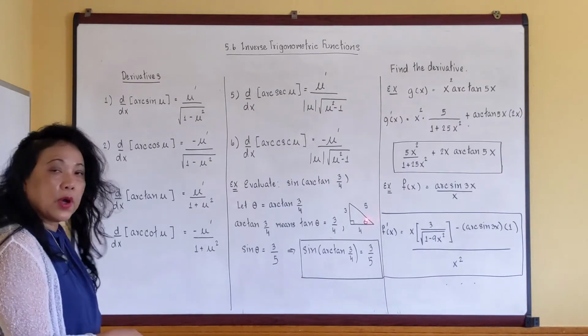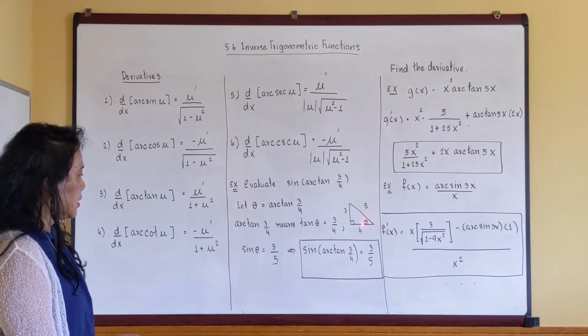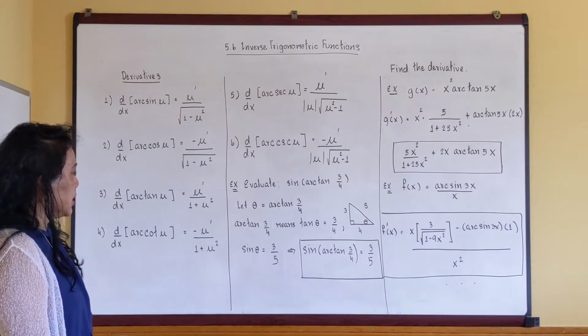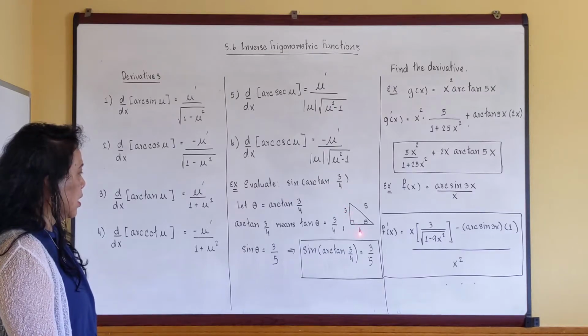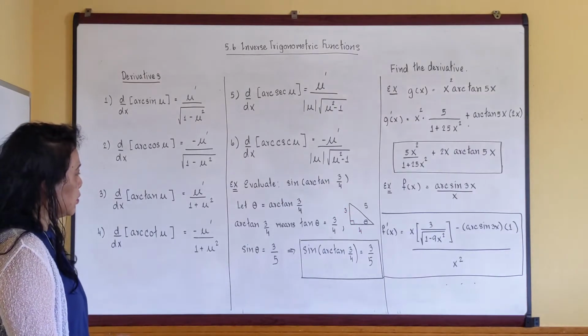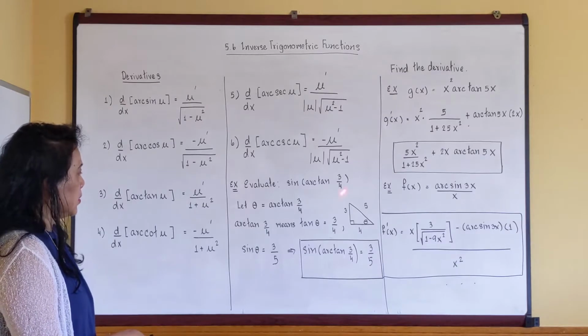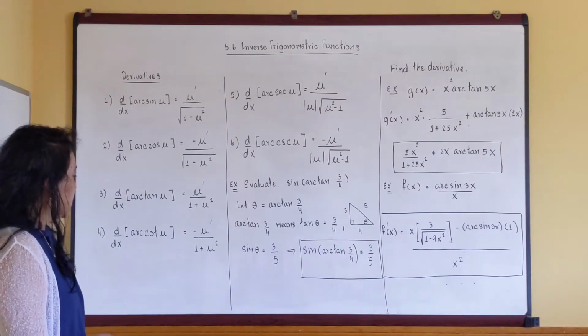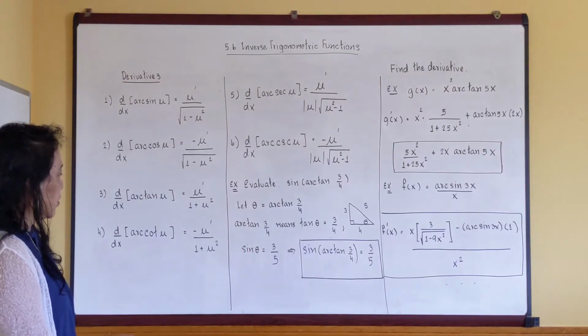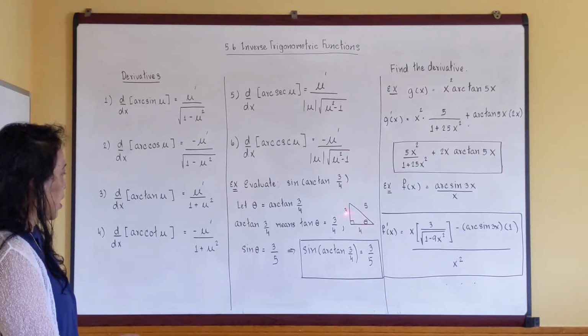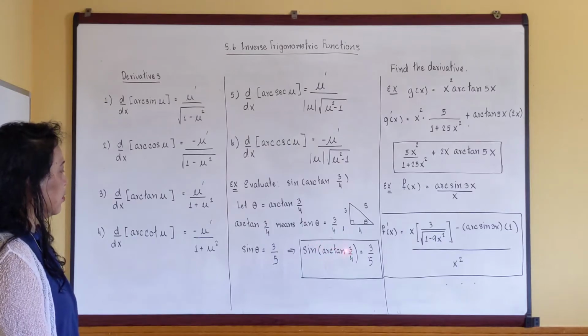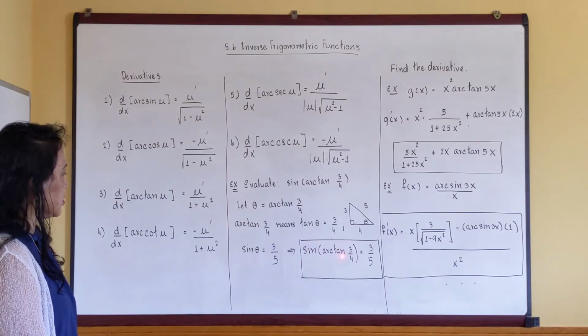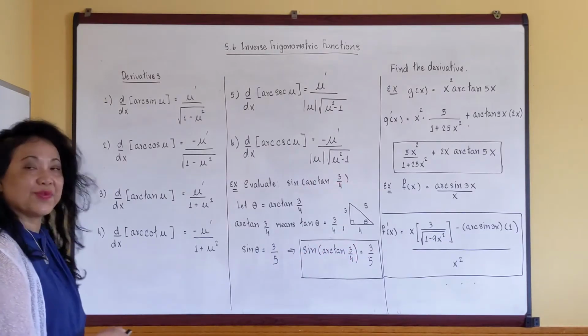So if you draw a right triangle, this is the angle theta. Tangent is opposite over adjacent. If you use the Pythagorean theorem, it's just going to be 3, 4, 5. I just made it easy for you. Then sine theta would be opposite over hypotenuse, which is 3 over 5. But theta is arctangent of 3 over 4. So sine of arctangent of 3 over 4 is 3 over 5.